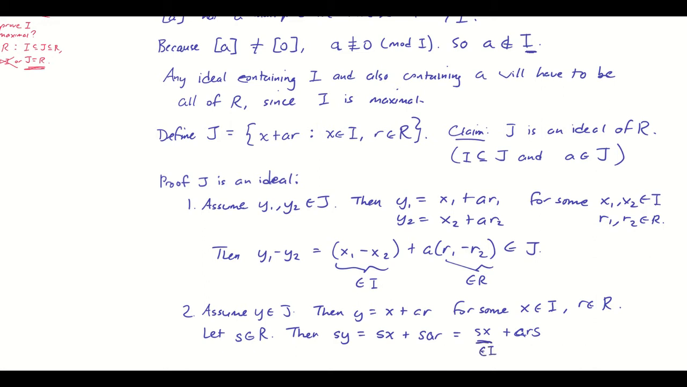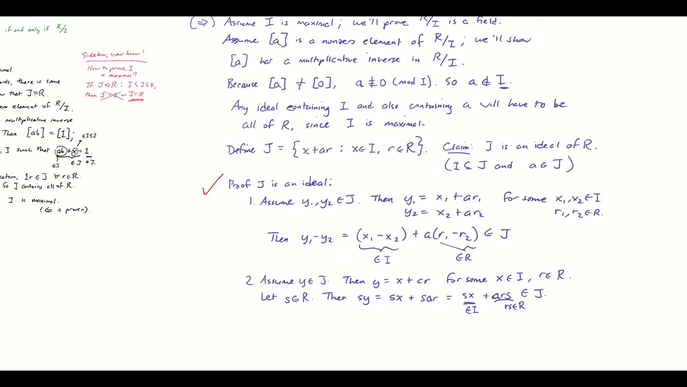This is in I because I absorbs multiplication, and x is in there. And this is A times a ring element. So this does belong to J. So J absorbs multiplication as well. So I think we've checked off the fact that J is an ideal. I think we're done with that now. Okay, so now back to the proof at large. I think we're nearly done here. Just have a couple more steps.